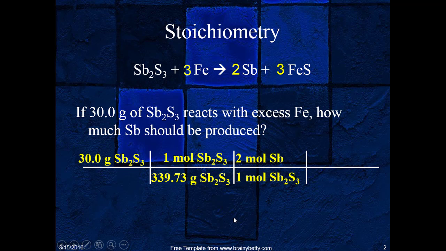Then we need to convert back to grams. So 1 mole of Sb is equal to 121.76 grams. Check your sig figs here, here, and here, and your answer should be 21.5 grams. You might be wondering about this excess Fe. If you have something that's in excess, that means you have plenty of it. So since there's no numbers along with it, we don't even need to worry about that. It doesn't have anything to do with the question that we're being asked right now.